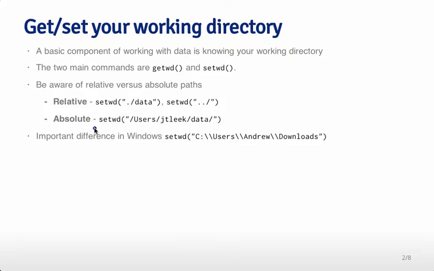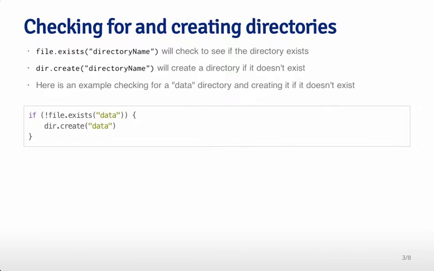You can also use absolute paths. For example, you can type setwd("/users/jtleak/data"), and that'll move you into exactly the directory that you've specified there. An important distinction in Windows is that you have to use backslashes rather than forward slashes. So this is an example of the way that a path might look on a Windows machine as opposed to a Mac or a Linux machine. If you need more help with that, go check out the Data Science Toolbox lectures.